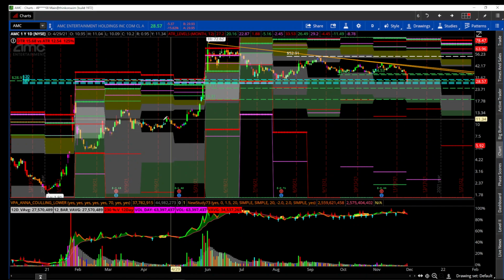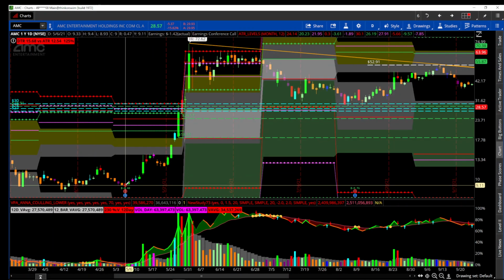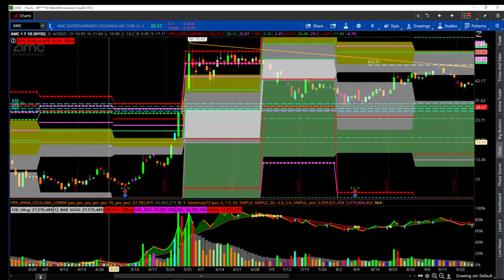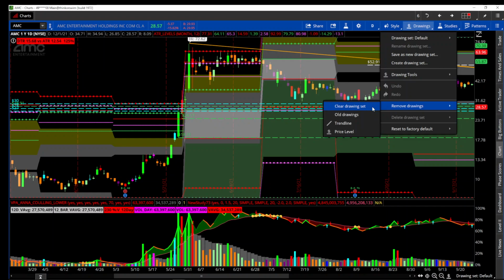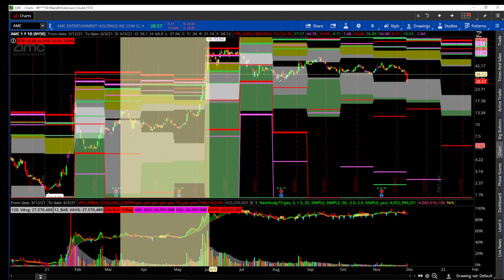And this is AMC's massive run when it did run. What is this? $9 all the way up to $72. I think I made a couple of $1,000 off of that. And let me get rid of the drawings to get a clear picture. Let's see what it looks like.